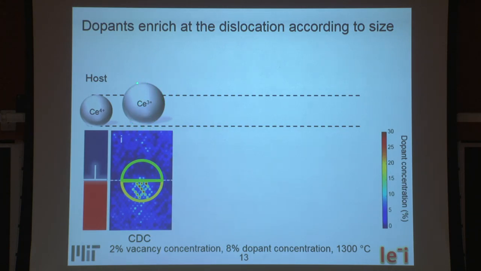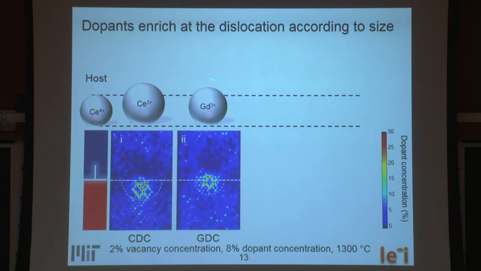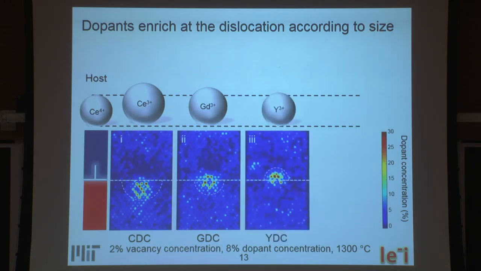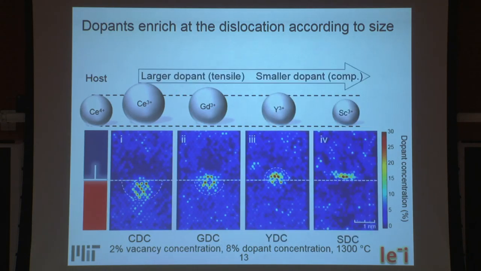In this case, you can see this one is the defect. The dopant cation is much bigger than the host cation, cerium 4+. If I change the size of the defect, I can change it into a gadolinium 3+. It's slightly smaller. Yttrium is even smaller. Scandium is smaller than the cerium 3+. So you can see the enrichment region can shift from the tensile region to the compressive region. This is a result of elastic energy minimization. So a larger dopant cation will prefer to go to the tensile zone because the space there is larger and it's easier to accommodate these defects, while the smaller dopant cation will prefer to go to the compressive region to relax the local strain and stress.